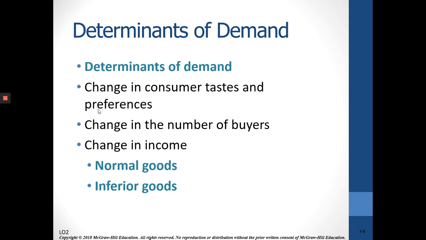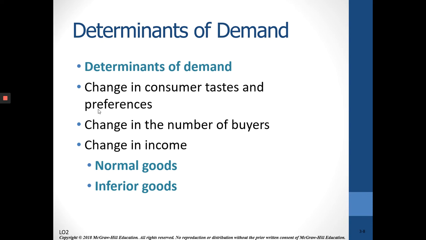In the second example there, a change in the number of buyers. That could be, obviously, if we see an increase in the number of buyers, more people wanting that item, we would see an increase in demand. Decrease in the number of buyers, decrease in demand. An example of that, think in terms of demographics, age, income level, etc.